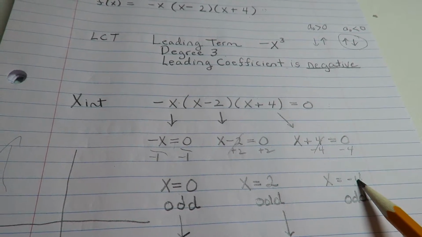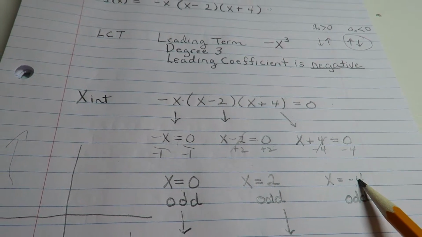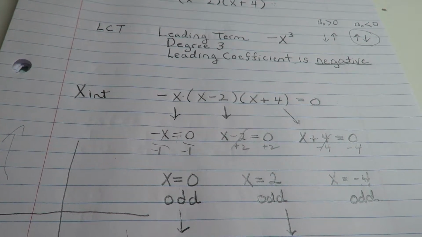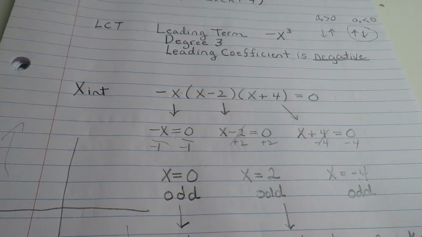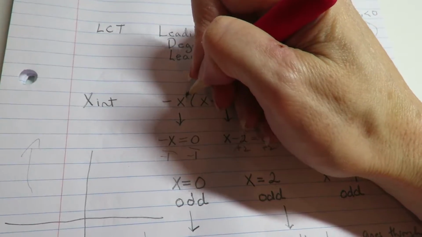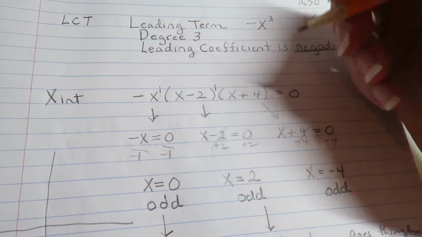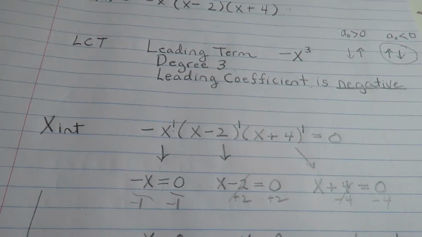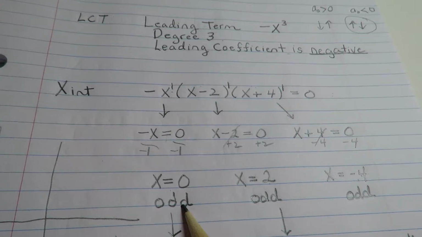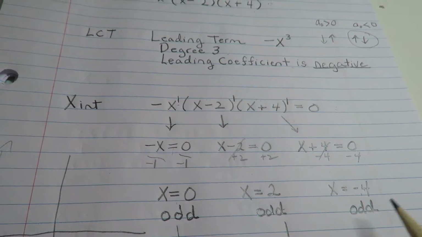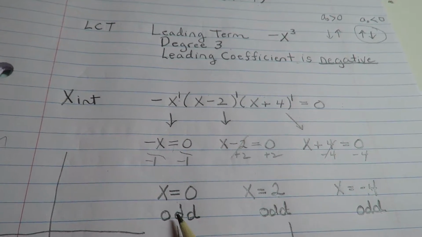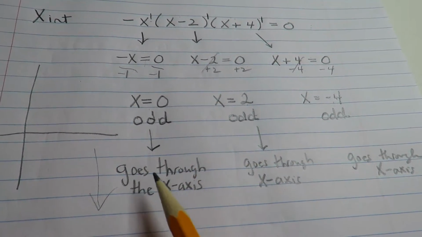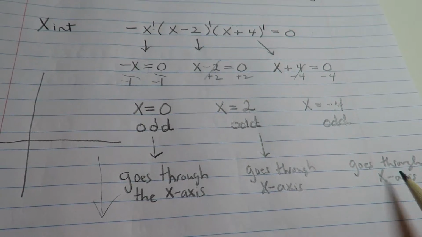You want to label whether your intercepts are even or odd. How you decide that is you look at the factored form, the exponent of the factored form. So this is first degree, this is first degree, this is first degree. The exponent on each of the factored forms is first degree. That's why I'm calling this odd, and this odd. So what it means is that locally around each of these x-intercepts, the graph is going to go through the x-axis.